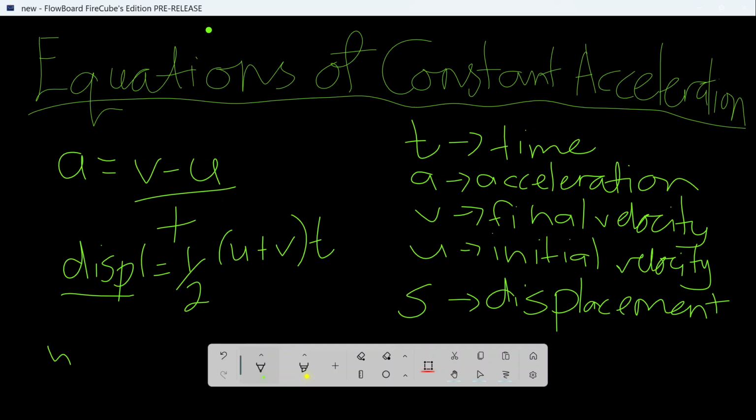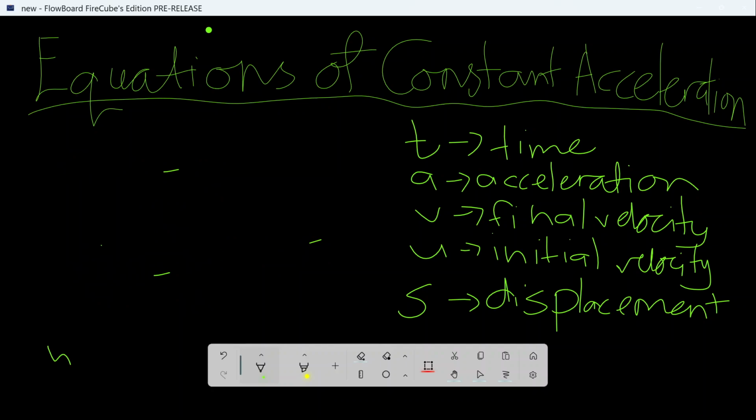And in general, I like to call, or I was taught to call, these formulas the SUVAT equations. So displacement, initial velocity, final velocity, acceleration, and time. So let's see the two formulas that we've looked at again using those symbols properly.